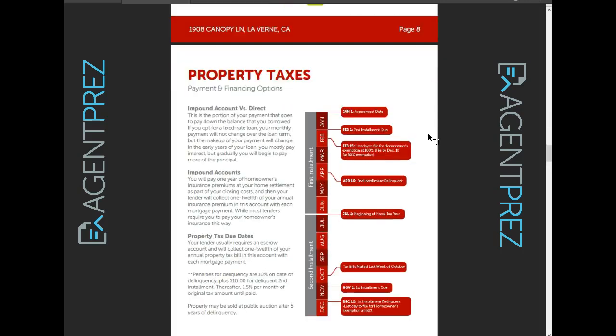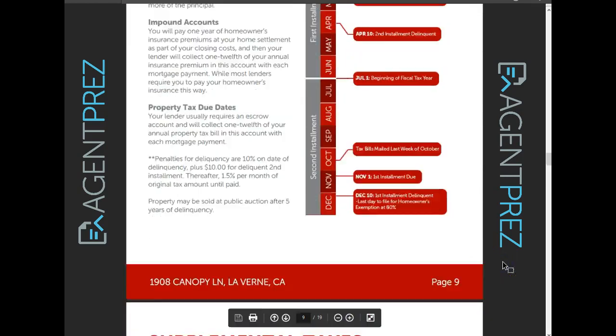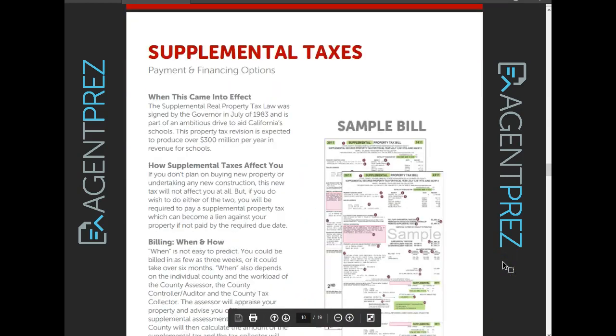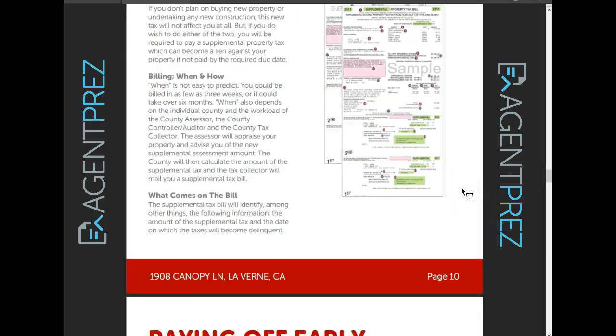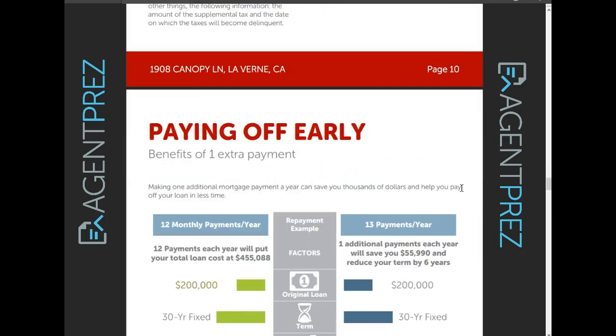Let's move on to our supplemental taxes, right? So this is something that a lot of new homeowners are surprised with, so we're kind of giving them the heads up, so to speak, right, that they can potentially receive a supplemental tax bill. So it talks a little bit about what it is, and has a sample of what the bills typically look like.